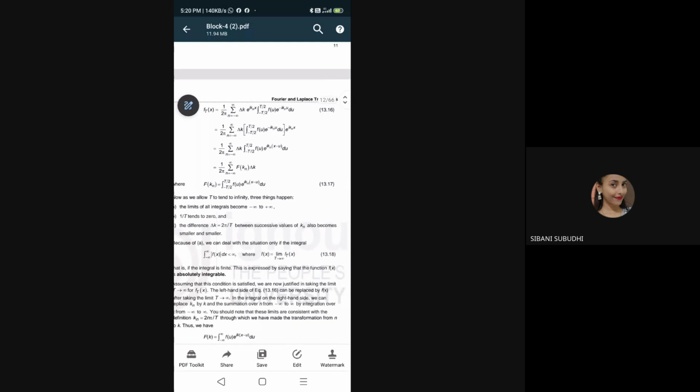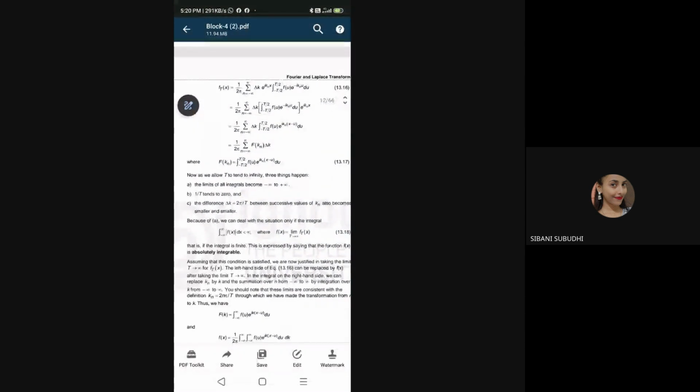So we allow T to tend to infinite. So here three things may happen. First, the limit of the integral becomes minus infinite to infinite. Second, 1 by T tends to 0. And the third, the difference Δk equal to 2π by T between successive values of k_n also becomes smaller and smaller.